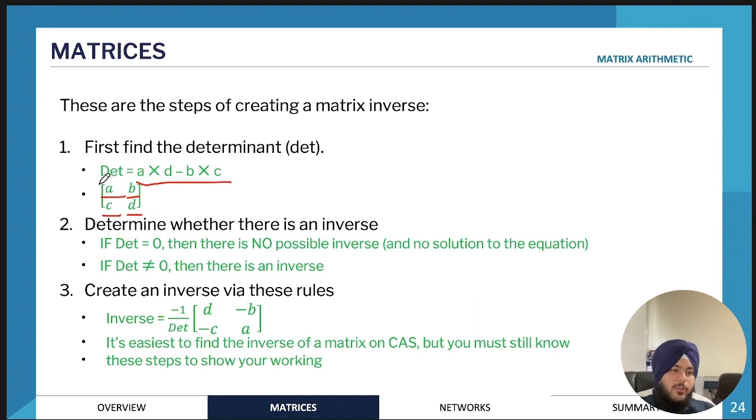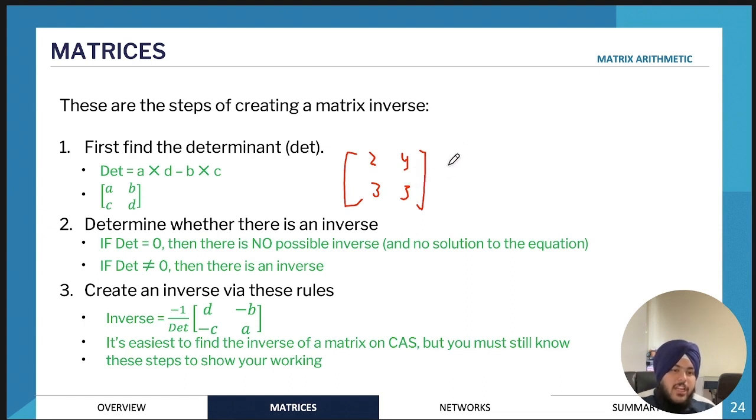So you will label your elements. For example, if you had this matrix over here, so 2, 3, 4, 5, you will then have to label your matrix. So 2 will be A, 4 will be B, 3 will be C, and 5 will be D.